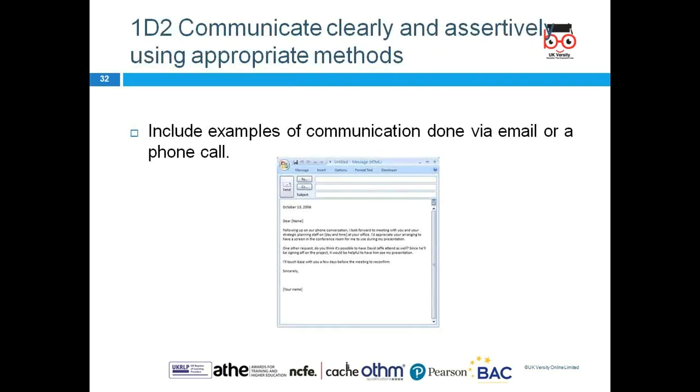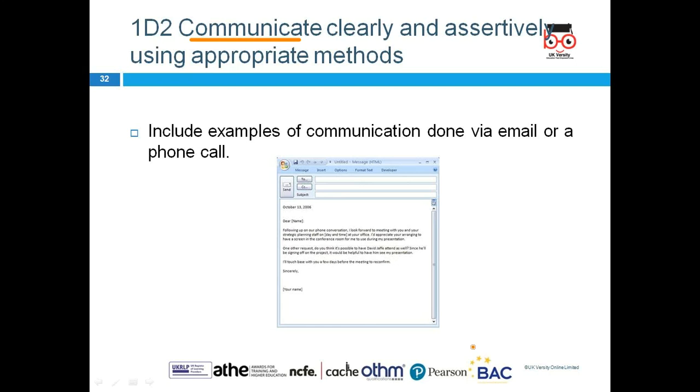Now, the last one will get answered in two different ways. 1D2 is communicate clearly and assertively using appropriate methods. What you'll notice here is that it says communicate. So it's not about you talking about how you would communicate clearly and assertively; it's about you showing me that you're doing it. In your assignment, when we get to it in a few days, there will be a section where you're making a PowerPoint for task 4 or 5, if I remember correctly. That is going to actually answer this.